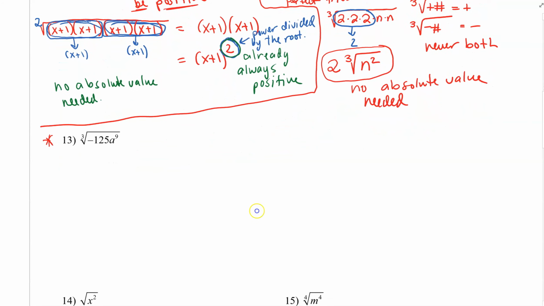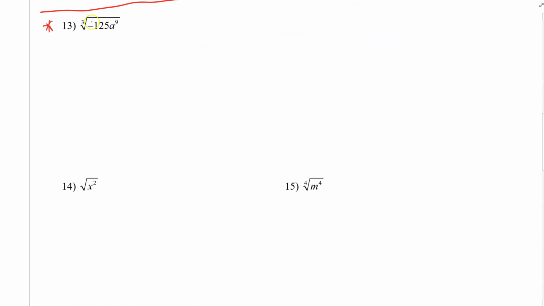And then in number 13, we have another odd root, and it's the odd root of a negative, but I don't need to worry about that because cube roots are allowed to be negative. So I just need to find the number that multiplies by itself 3 times to equal 125.